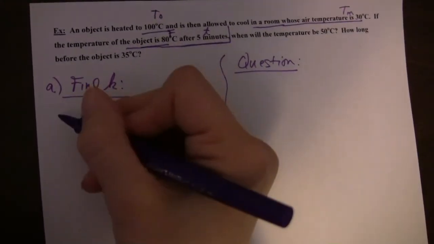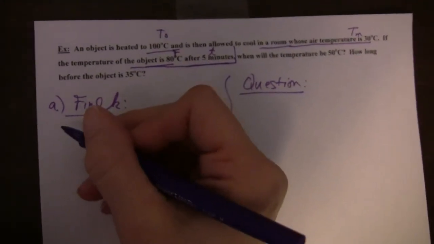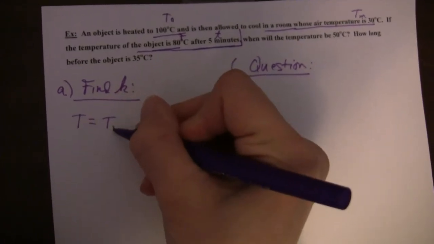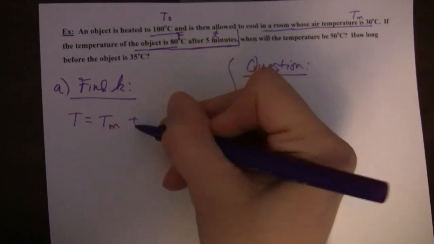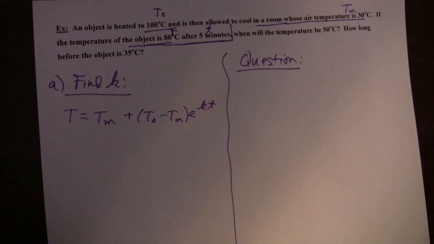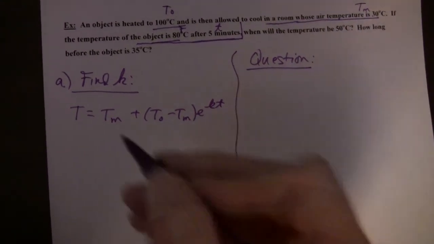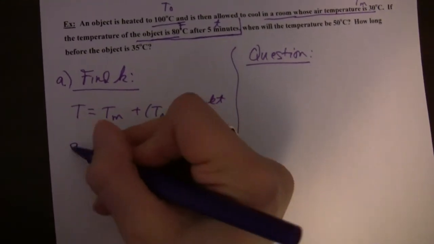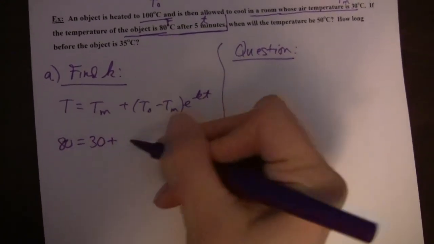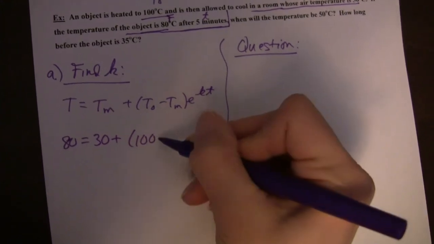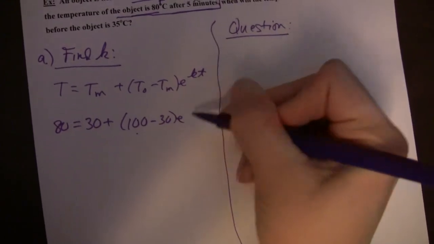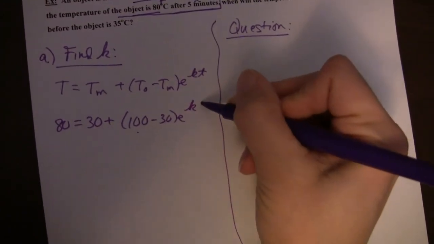All right, so let's see if everyone can write down the formula without looking. Are you able to get it? Good. Okay, give me a final. 80. Give me a medium. 30. Give me an initial. 100 minus the third. That's always going to be minus. Your object's always going to be cooling off. E to the k times 5 minutes.